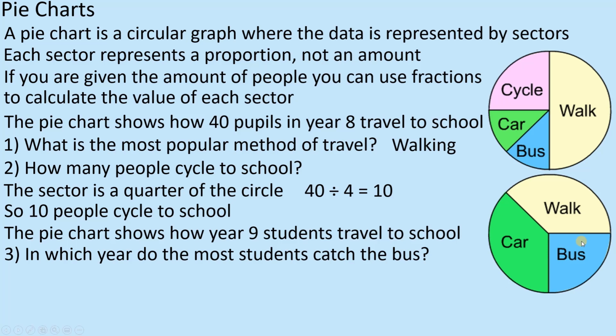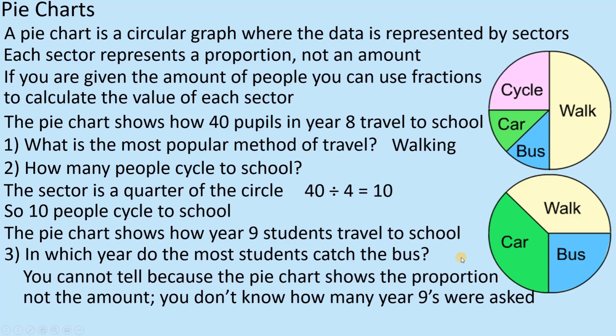But when I'm looking at this one, it's definitely a quarter of this lot, but I've not been told how many pupils there are in year 9. So I can't actually definitively answer that question. I know there's a higher proportion, but I don't know the proportion of what amount, so I can't answer that question. That's what it says. Oh, there you go. It says you cannot tell because the pie chart shows the proportion, not the amount. You don't know how many year 9s were asked. So a bit of a trick kind of question.